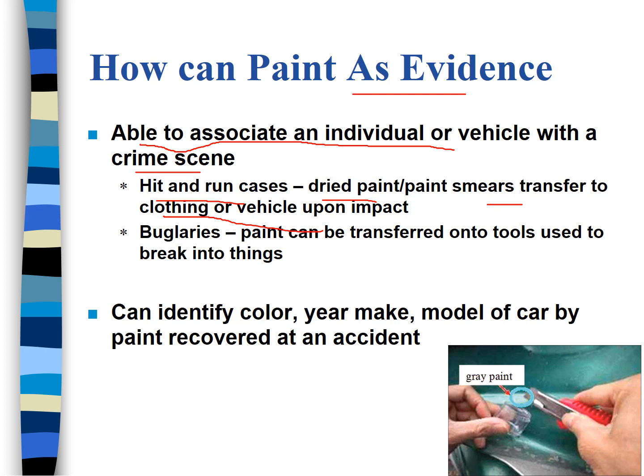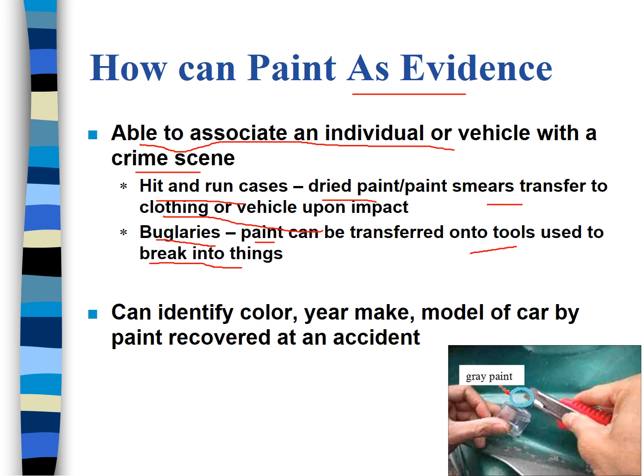untuk dijadikan bahan bukti. Another one is during a burglary. So bila ada kecurian contohnya, the paint can transfer onto the tools which are used to break into things. For example, ada rompakan dan dia menggunakan pisau, dan bila dia mengugut orang dengan menggunakan pisau dan ada paint yang tertinggal mungkin daripada kereta orang tu ke, terlekat dekat pisau dia atau dekat dia punya tukul besi ke. So itu paint yang terlekat itu boleh dijadikan evidence untuk kes jenayah tersebut.